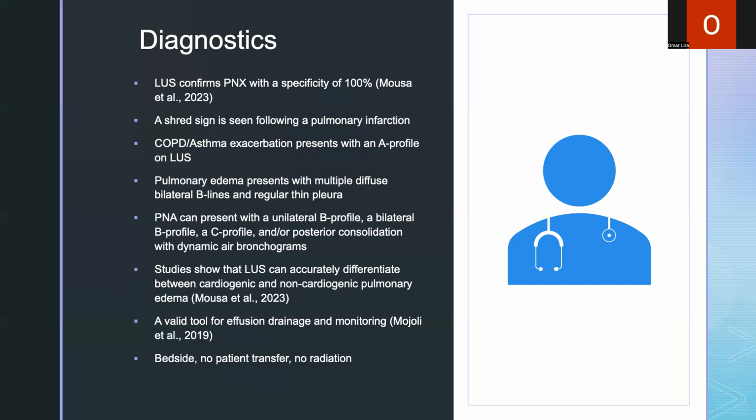The biggest benefit of diagnostics using lung ultrasound is that it can be done bedside. It requires no patient transfer. It requires no harmful radiation to the patient, which is the biggest benefit when compared to CT imaging.